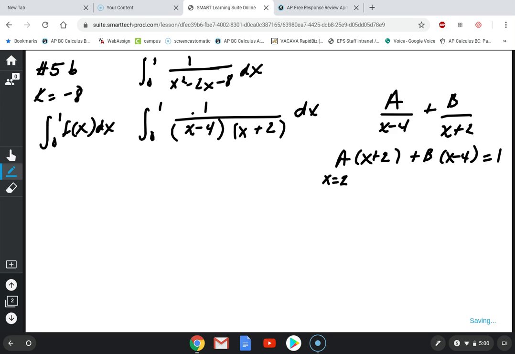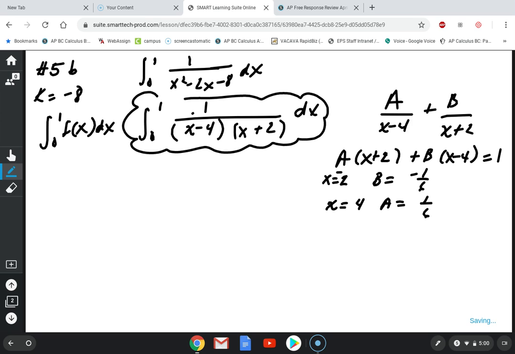So I'm going to choose x equals negative 2. And when I choose x equals negative 2, I get B to be negative 1/6. And I'm going to choose x to be 4. And when I do that, I get A to be 1/6. So I can now go back to my integral and replace it with an equivalent form.